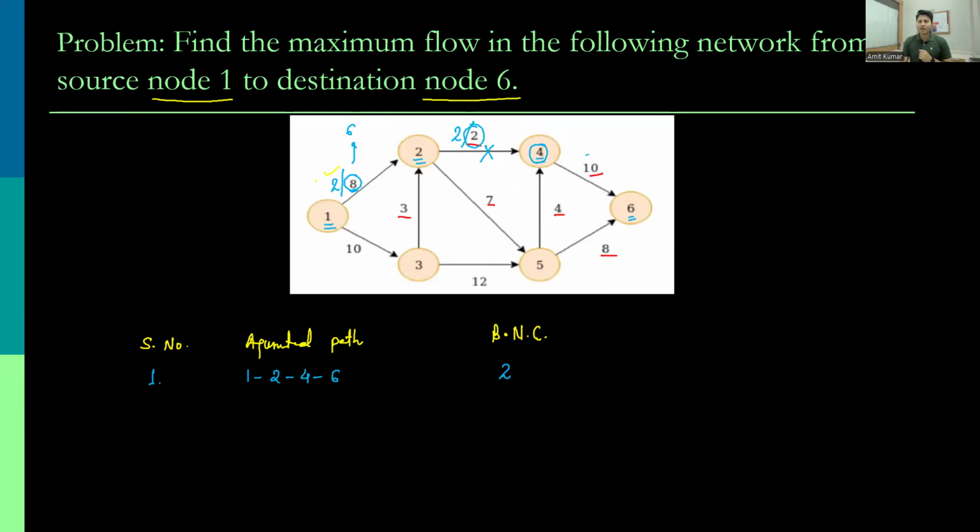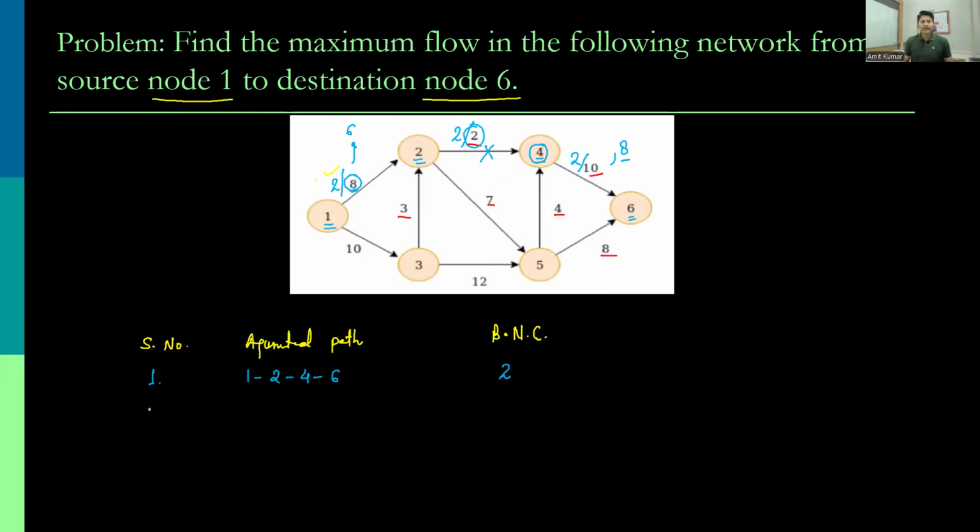This is 10 out of 10, and 2 is used. So how much is left? 8 units. This is the residual capacity. So now the residual capacity for 1 to 2 is 6, 2 to 4 is fully used, so nothing is left with it, and 4 to 6 has 8 units left. Those edges that are left with carrying capacity can be used further. Those that are not left with carrying capacity, we can't use again.